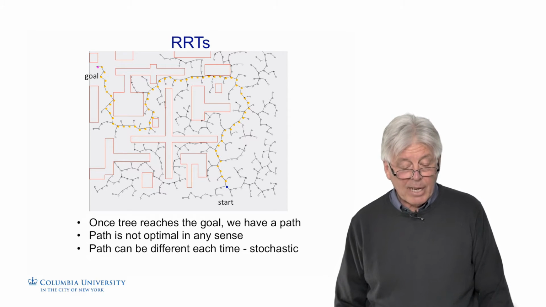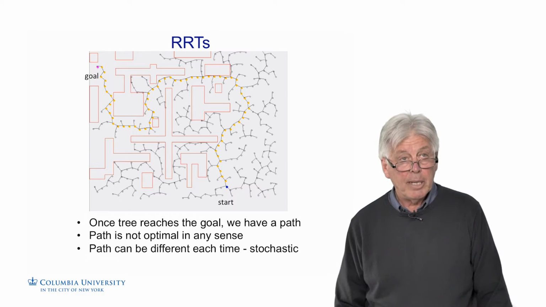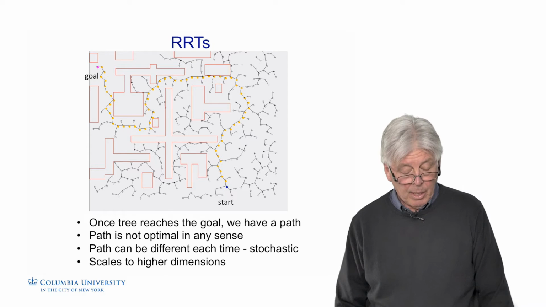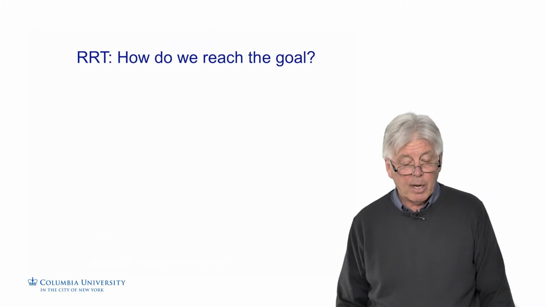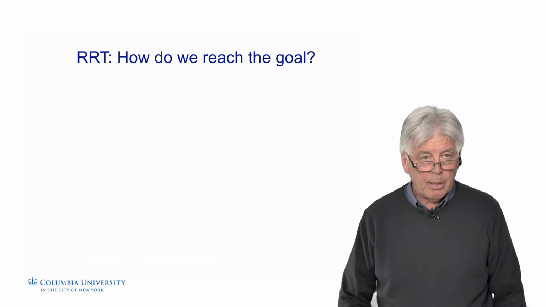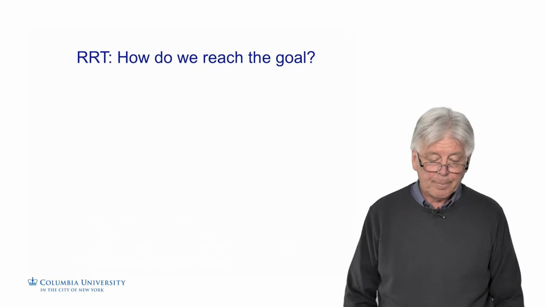And again, it's stochastic, so the path can be different each time between two nodes. So if you say go from A to B, you'll get one path. Another time you may get a different path. And again, as we said, it scales to higher dimensions. So we talked about how to build the tree. We haven't talked about how to reach the goal.